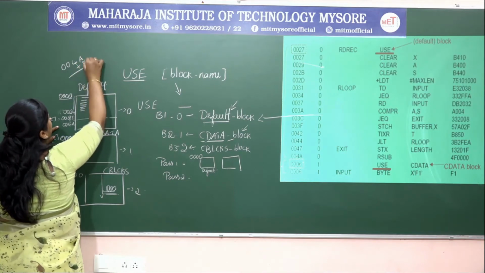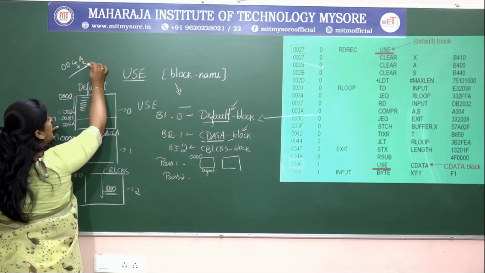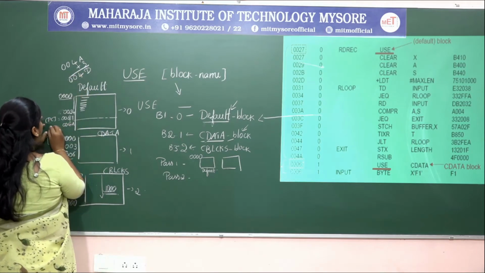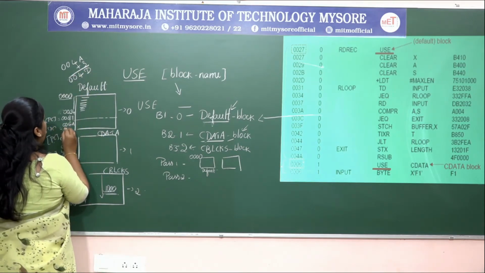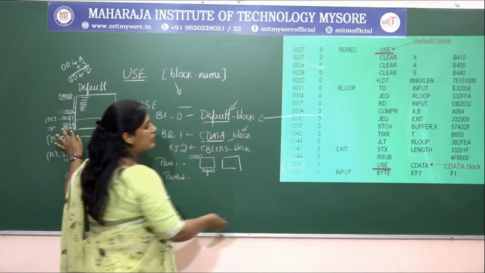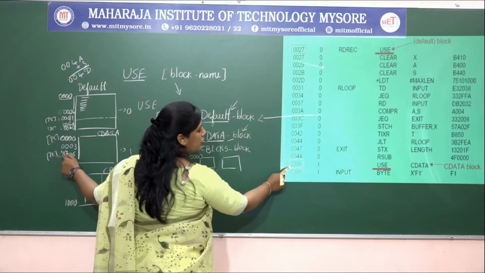For the next instruction, what will the program counter value be? A plus 3: A is 10, and 10 plus 3 is 13, and 13 is D. So the next program counter value is 004D. Again it encounters a USE assembler directive at memory location 0006.